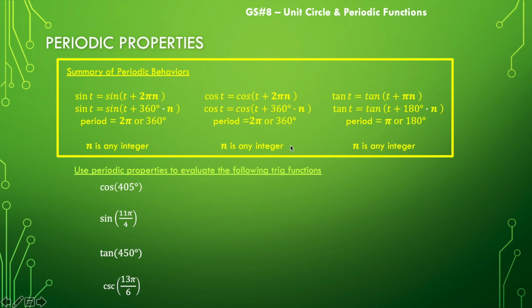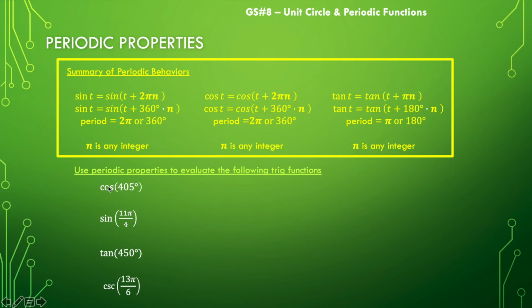Now, similarly, that's true with cosine of t. The period is 2 pi, or 360 degrees. And these relationships hold as well. Now, the only one that's a little bit different then is tangent, because tangent has a different period. Period is pi. And that's why we can say the tangent of t is equal to the tangent of t plus pi n.